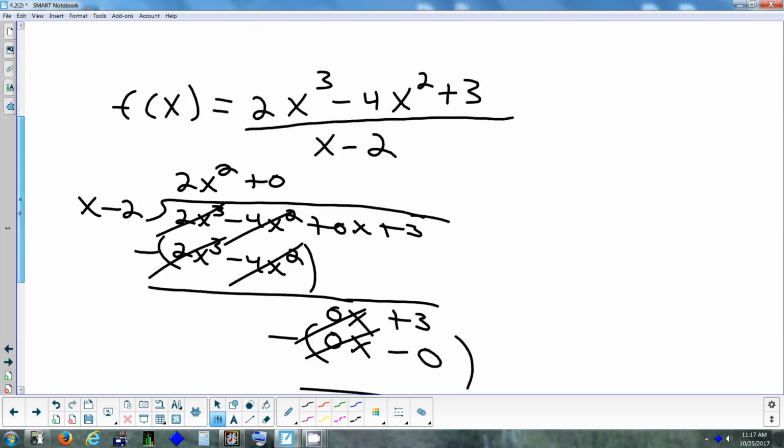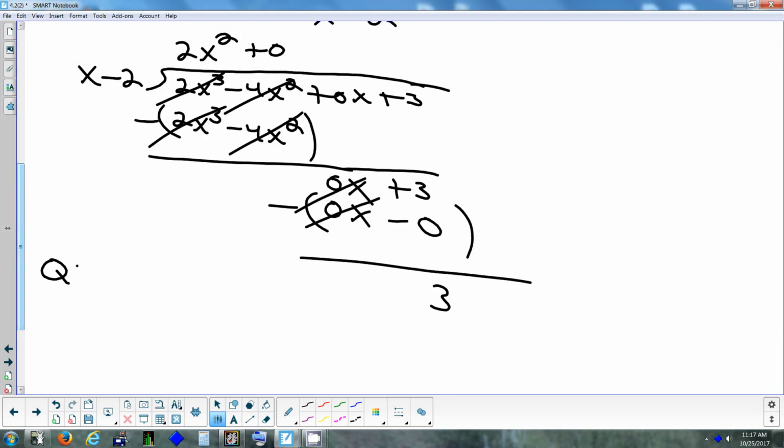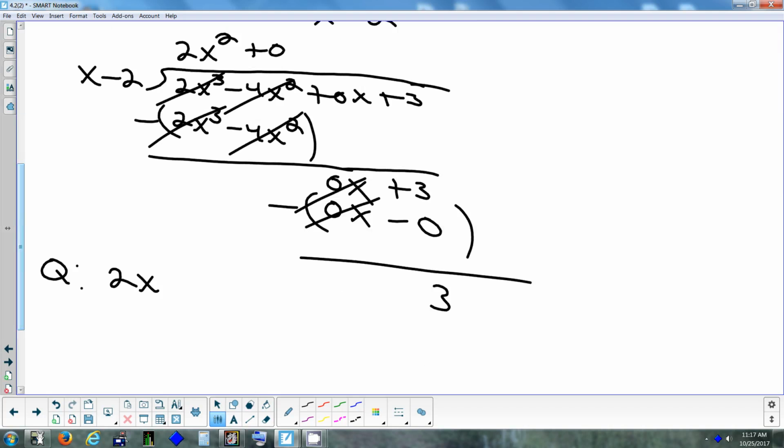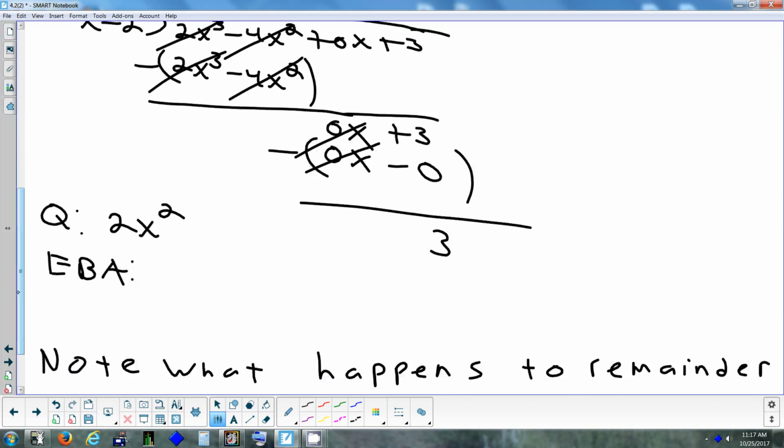So let's write everything down. Quotient? How about, Alyssa, what's my quotient? 2x squared. You don't even really need to put plus 0, it's just 2x squared. Chantel, what's my end behavior asymptote? 2x squared. Same thing. And my remainder, in this case, is 3.